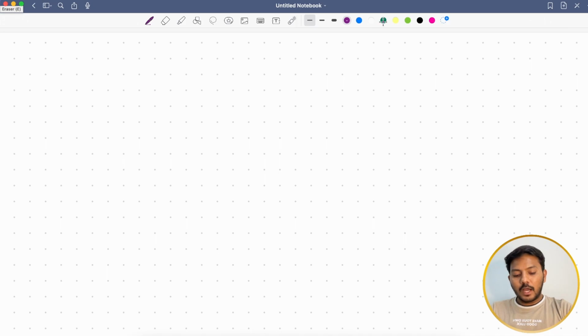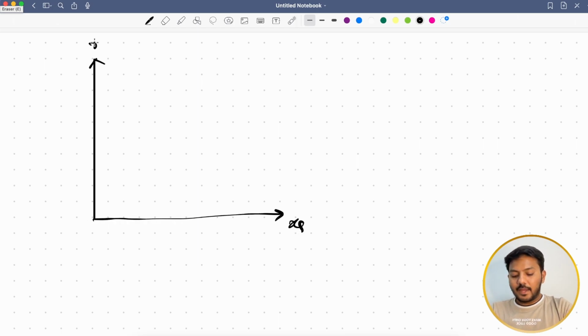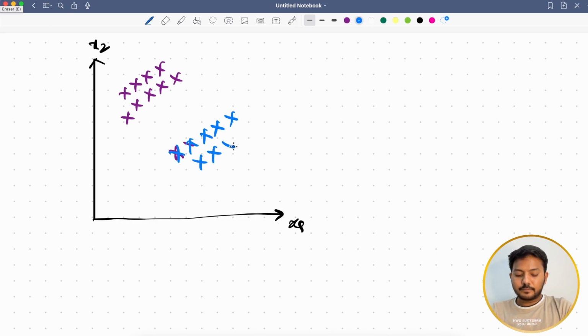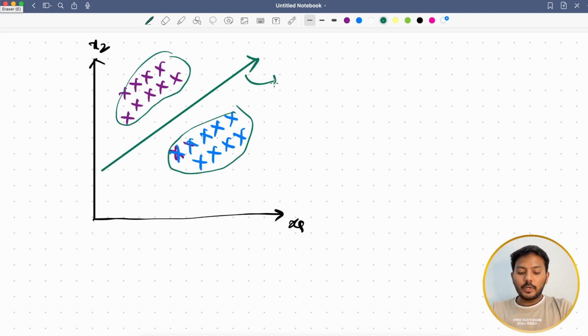We have learned about how machine learning works, right? So let's say I have two sets of points, x1 and x2, and I will have points like this, and I will also have points like this. So what is the goal of machine learning? It wants to predict the line that is separating both of these sets of points, right? So in 2D it could be a line, in 3D it could be a plane.